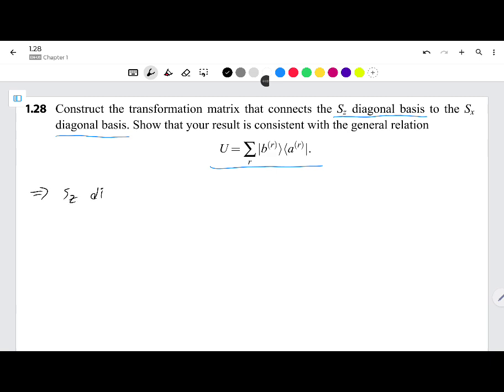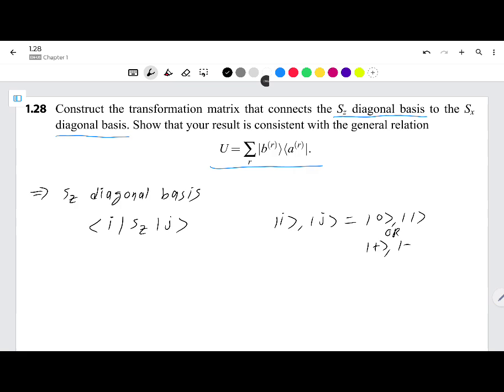Sz diagonal basis. We remember that if there is an operator, we need to represent it in some basis. For our case, the states i and j are nothing but 0 and 1, or plus and minus. So there are four parts.